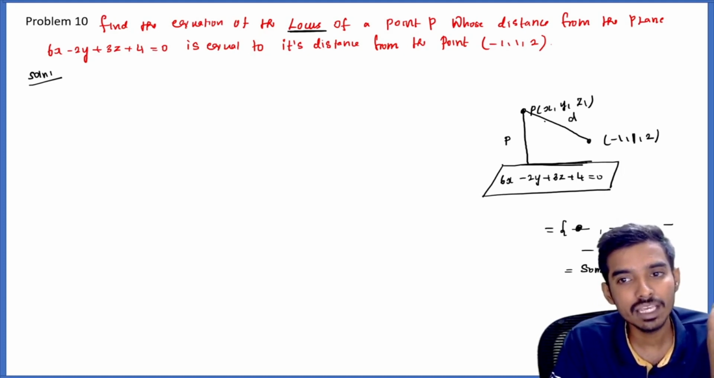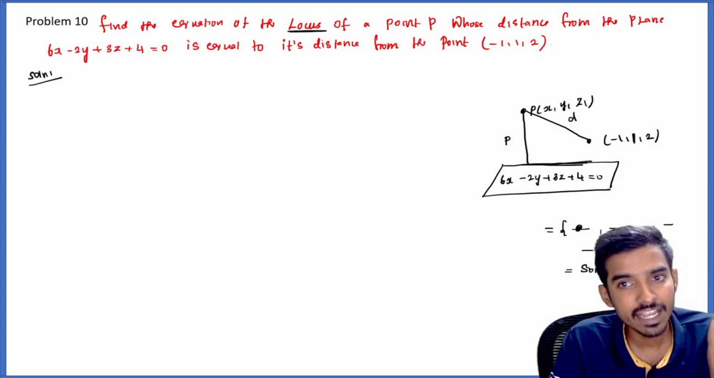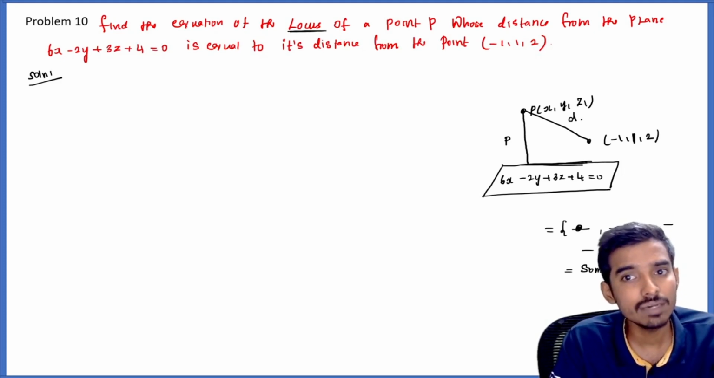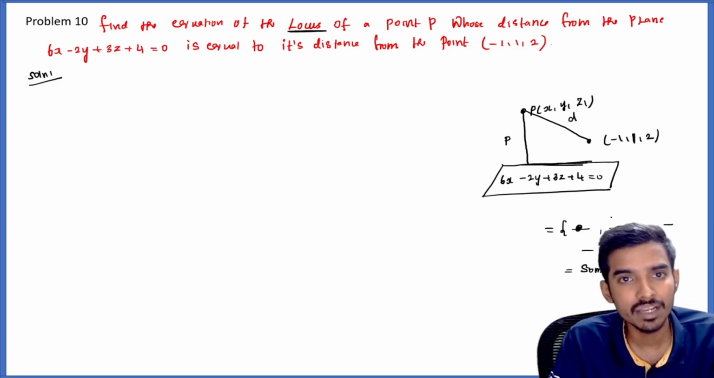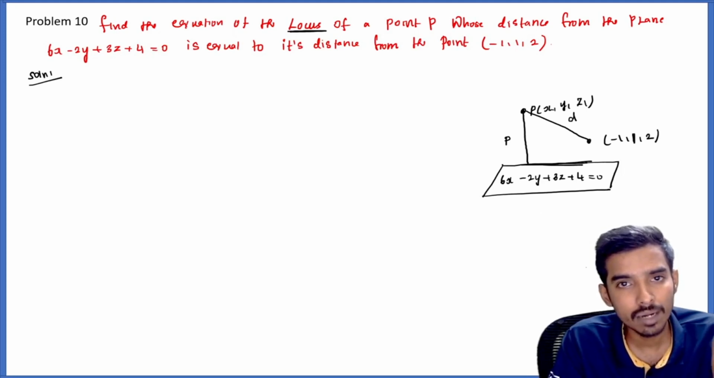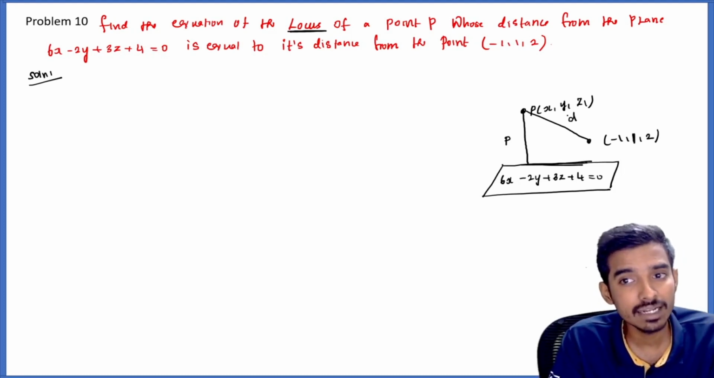We need to find an equation that x1, y1, z1 satisfies, right? Remember, there can be infinitely many x1, y1, z1, right? It is not possible to list out all those, but we will find a general equation that our x1, y1, z1 will satisfy. Don't think that there is only one point that will satisfy this condition. There can be infinitely many points. Even though there are infinitely many points, we tell the equation that these points will satisfy. That is what is called locus.